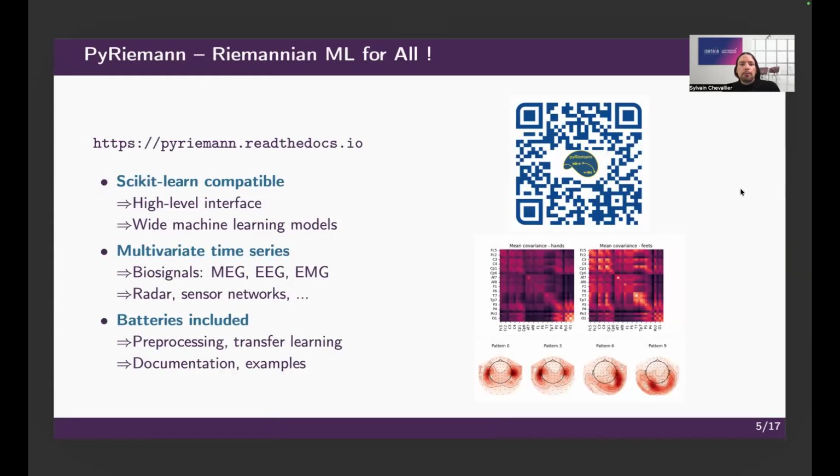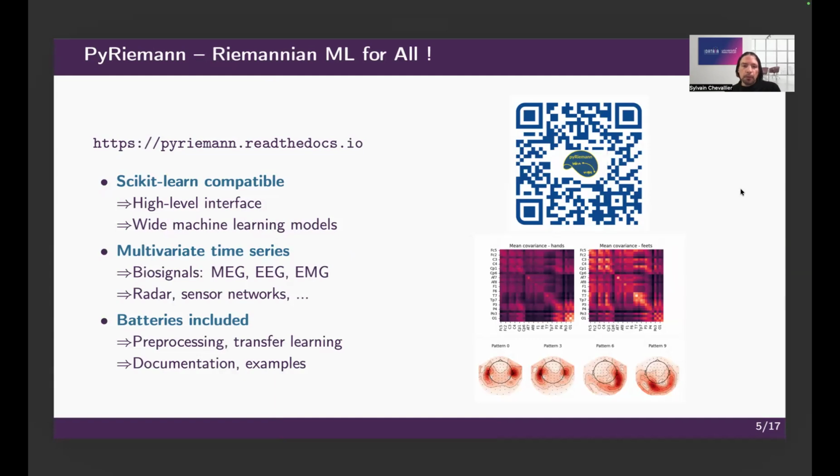So with many colleagues, we pushed PyRiemann, a toolbox in Python for making available to everybody all the Riemannian approaches, that is scikit-learn compatible and that can be applied on very different time series.